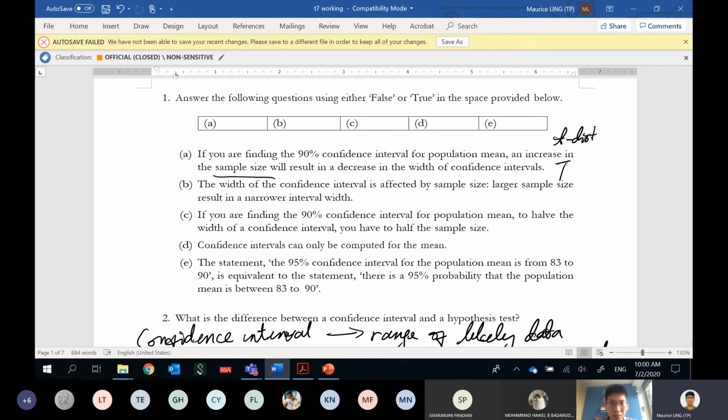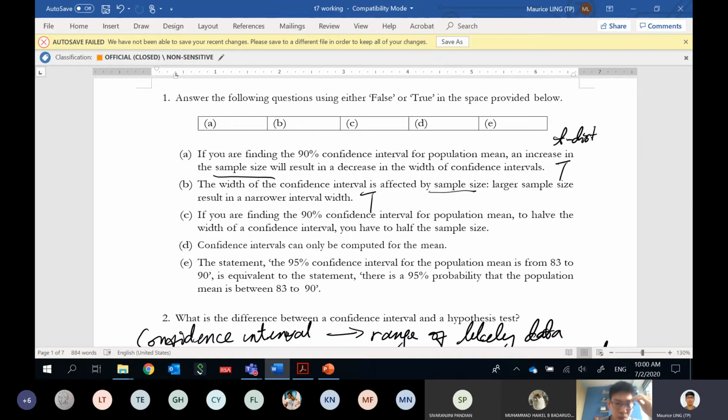Okay, Danielle, for question B. True. True, correct. The width of the confidence interval is affected by sample size. So if you get the first one true, the second one, you actually know what's happening. Larger sample size actually means a smaller confidence interval.